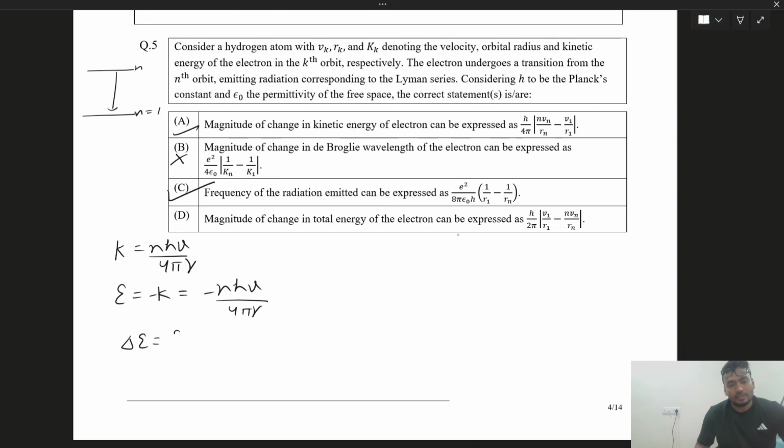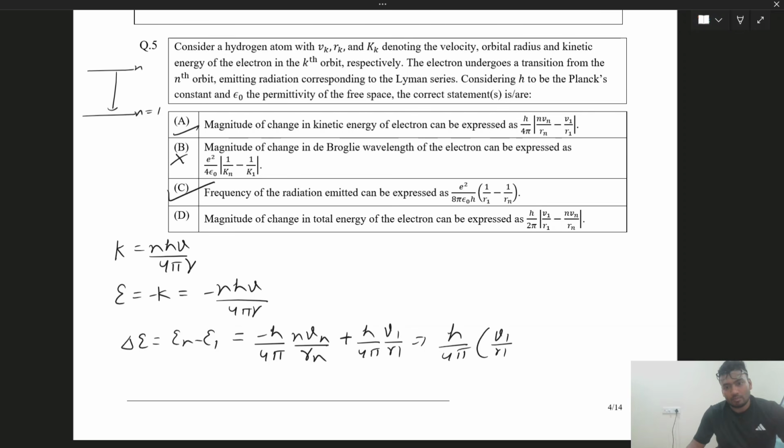So if I want to find delta E, which is En minus E1, it is minus h by 4 pi times n Vn by Rn, and then negative negative becomes positive, h by 4 pi times 1 V1, so it is V1 by R1. If I take the common thing, it is h by 4 pi times V1 by R1 minus nVn by Rn. If I see this, it's not matching. There's a factor of 2 extra here, so this is not the correct option.